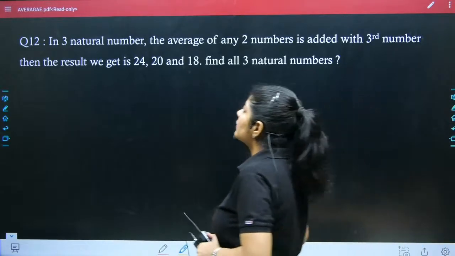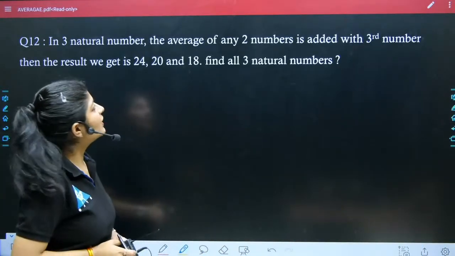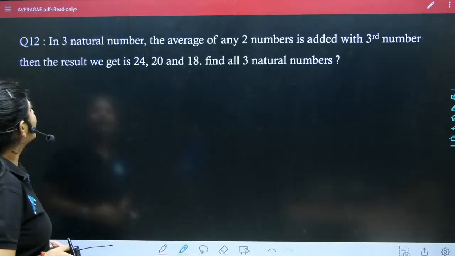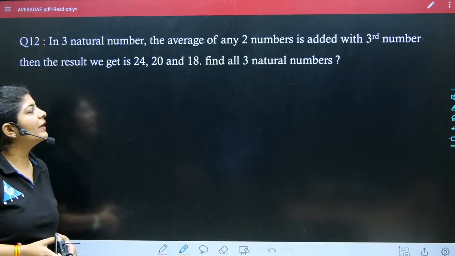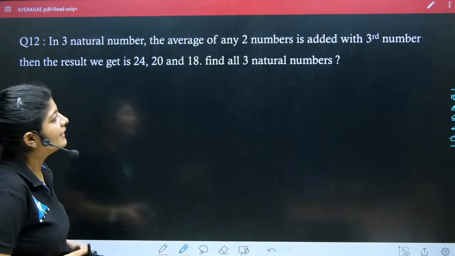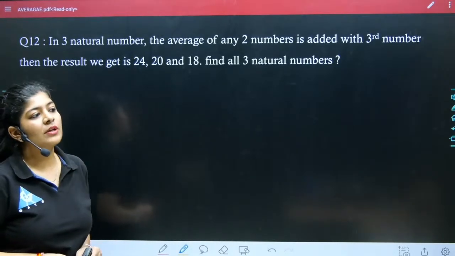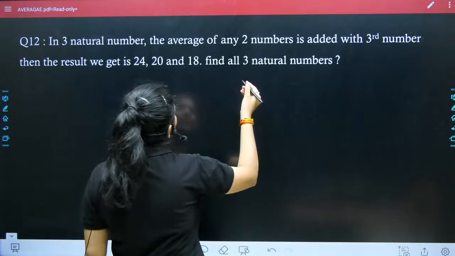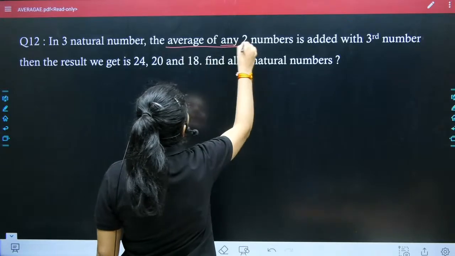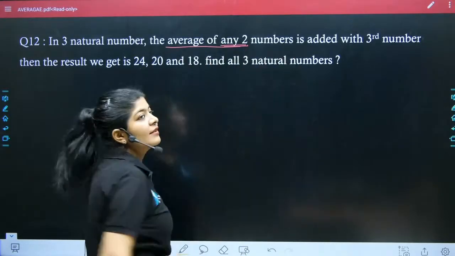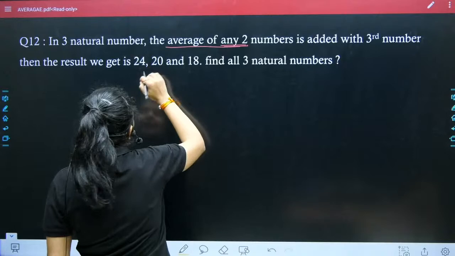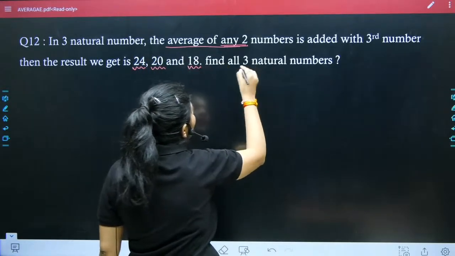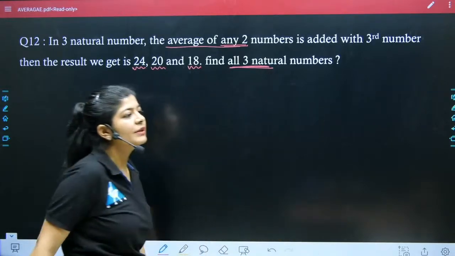In three natural numbers, the average of any two numbers is added with the third number, and the results we get are 24, 20 and 18. Find all three natural numbers. We have three natural numbers, and the average of any two is added with the third number. We get our results as 24, 20 and 18. We have to find all three natural numbers.